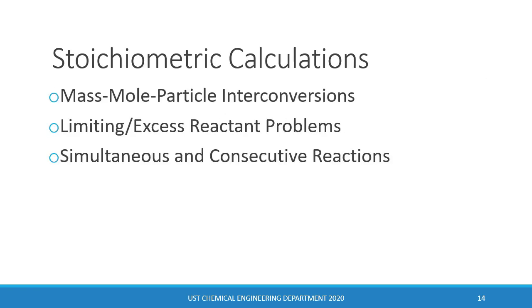Now let's move on to stoichiometric calculations. You have encountered in your N201 course the calculations involving mass to mole to particle conversions and determination of limiting and excess reactants. In this lecture, we will revisit these calculations and also introduce problems involving simultaneous and consecutive reactions.